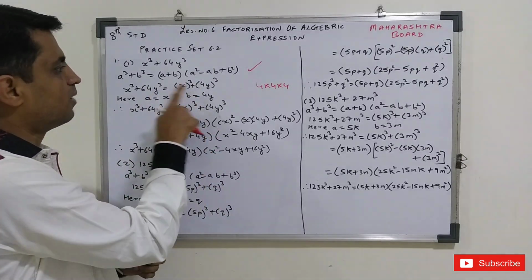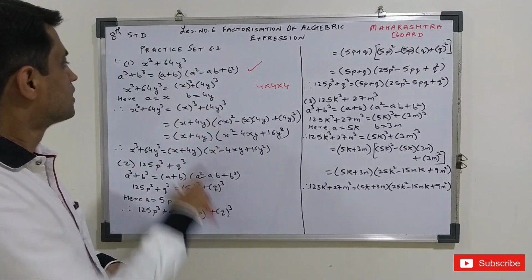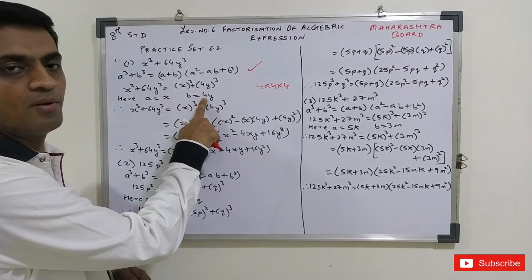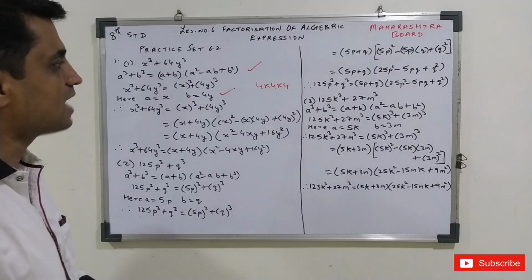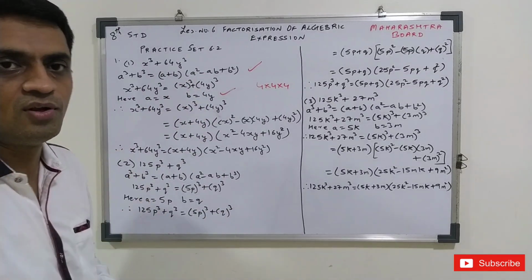So this is the cube of 4y, y is the cube of y. Okay, so here what is our a? Our a is x. What is our b? Our b is 4y. Why are we writing this? Many students ask me why to write the formula. If you write the formula, this will be helpful for you.